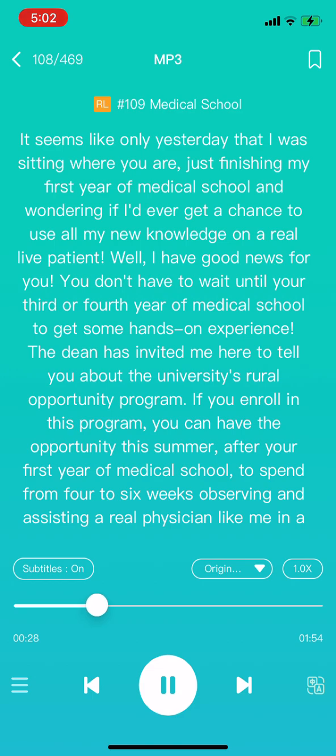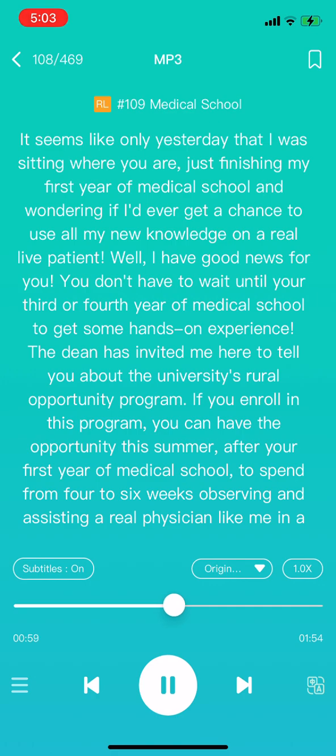If you enroll in this program, you can have the opportunity this summer, after your first year of medical school, to spend from 4 to 6 weeks observing and assisting a real physician, like me, in a small rural community. You won't have to compete with other students for time and attention, and you can see what life as a country doctor is really like.